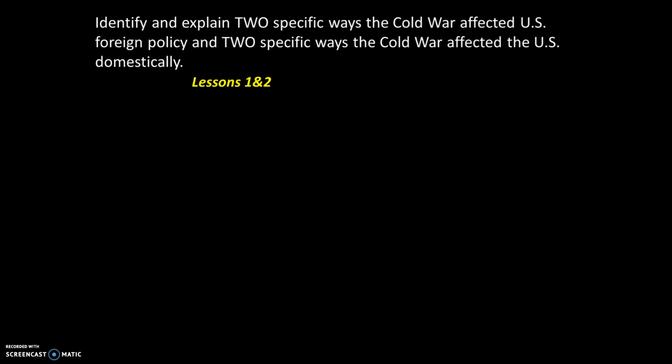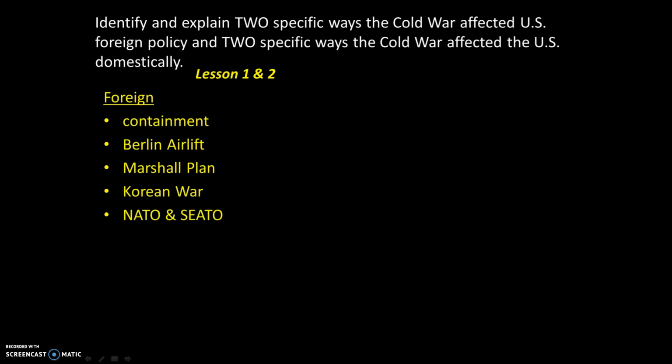So starting with the 2 foreign policy issues, if you look at lessons 1 and 2, particularly lesson 1, you're going to find a lot of options there that you can use to support this. Lesson 1 is all about the containment policy, and that's the predominant focus of the United States foreign policy in the Cold War, the containment of communism. So you can look at some specific incidents that we did in service of containment, such as the Berlin Airlift, the Marshall Plan, the Korean War, and forming NATO and SEATO, as well as others.